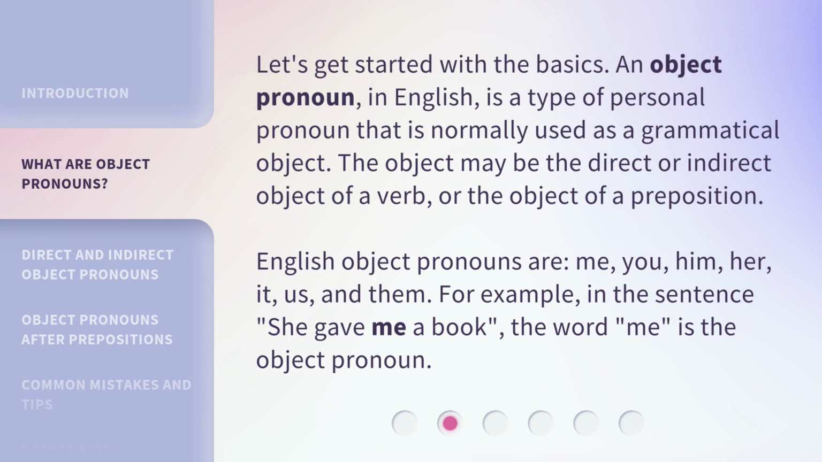An object pronoun, in English, is a type of personal pronoun that is normally used as a grammatical object. The object may be the direct or indirect object of a verb, or the object of a preposition. English object pronouns are me, you, him, her, it, us, and them. For example, in the sentence, "She gave me a book," the word me is the object pronoun.